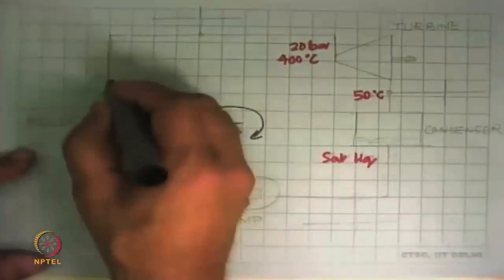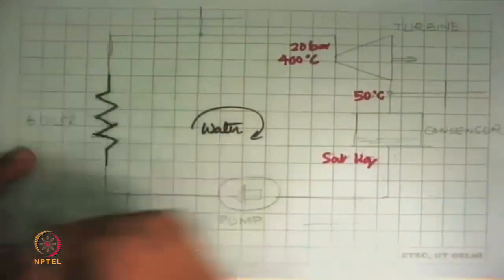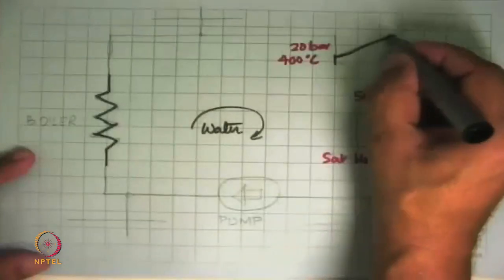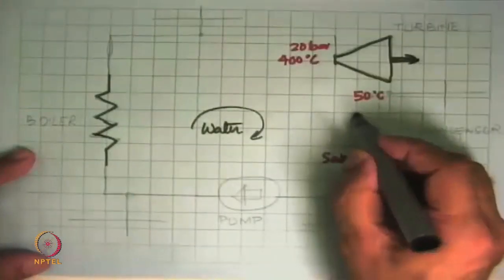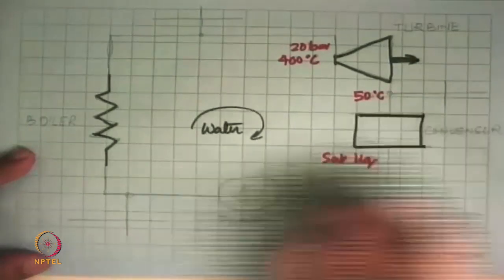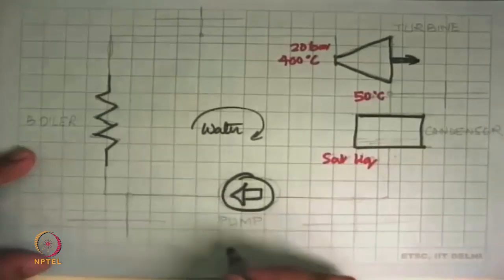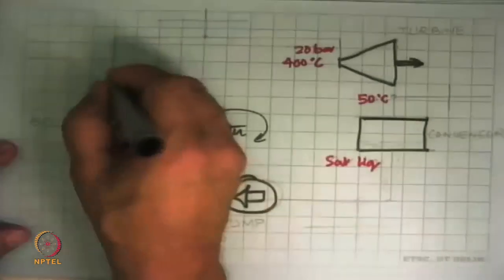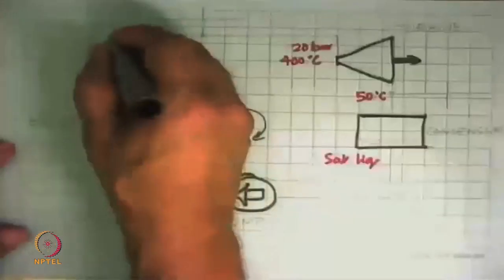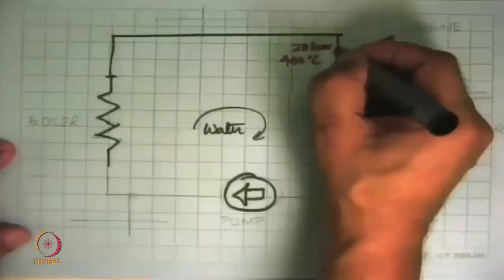And the cycle consists of 4 components: a boiler, a turbine, a condenser, and a pump. And we connect these by pipes, which we will put there. The exit of the boiler to inlet of the turbine, there is this pipe. The flow is in this direction.